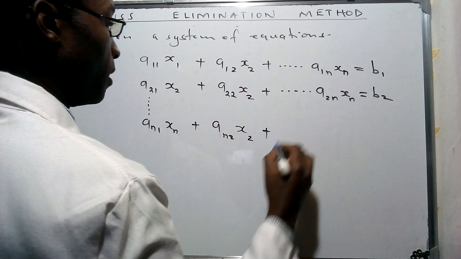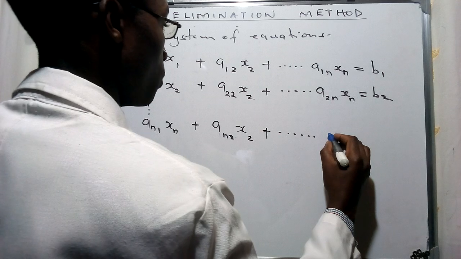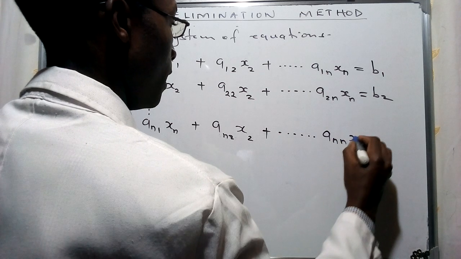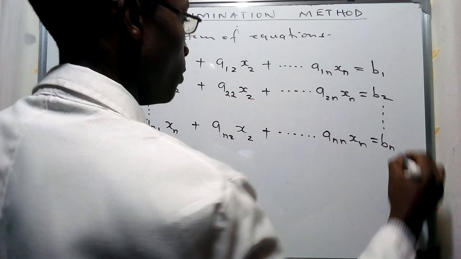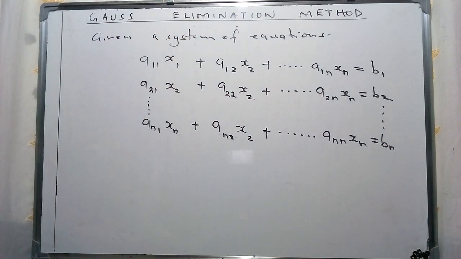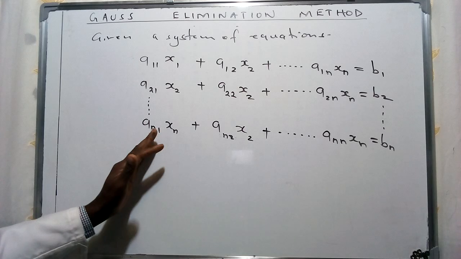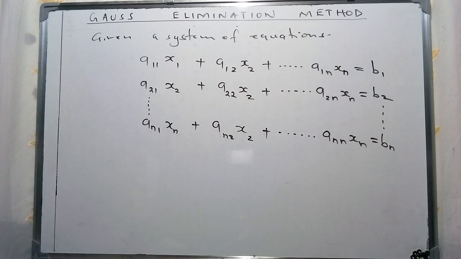So we shall have this for a range of values up to an_n x_n, and this is going to go on to a value of bn. So this constitutes a system of equations which is under consideration.